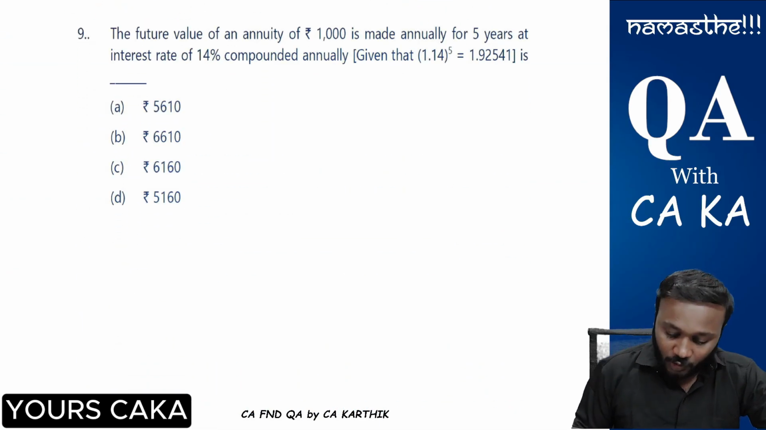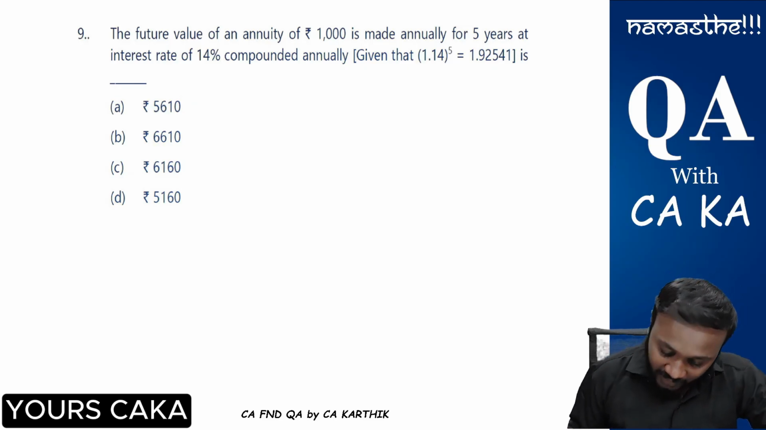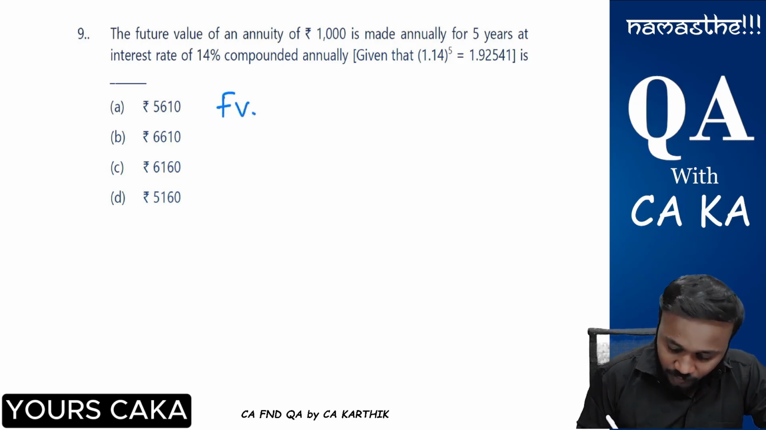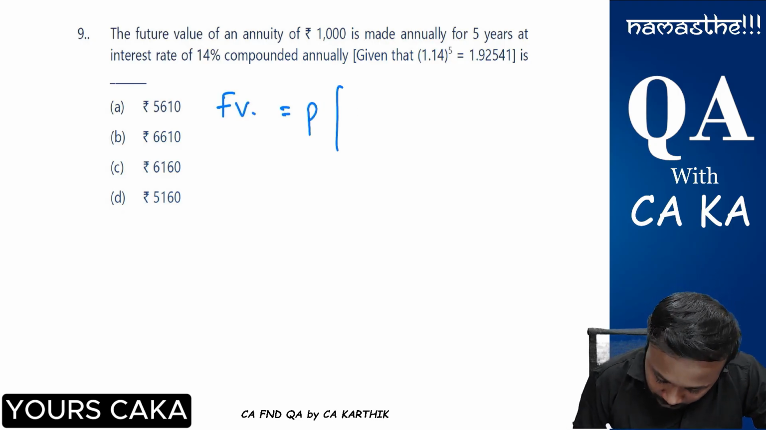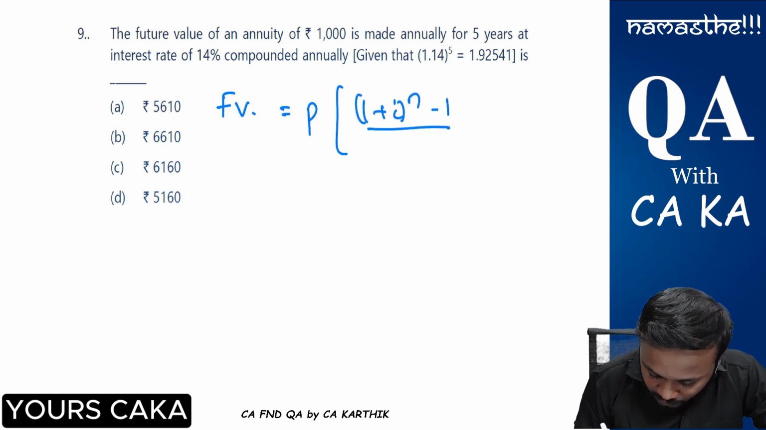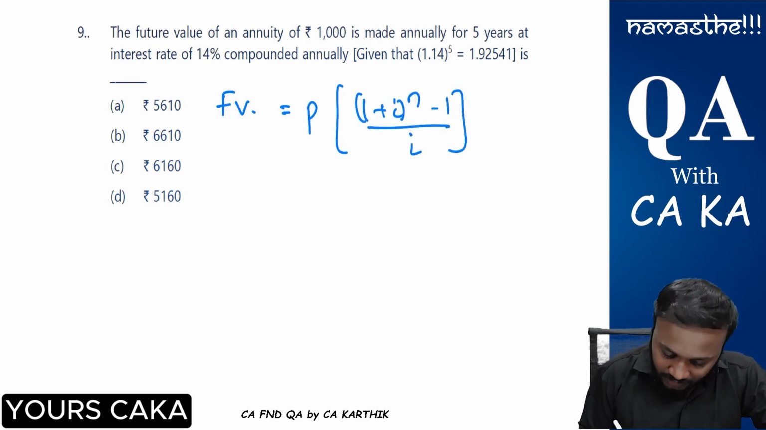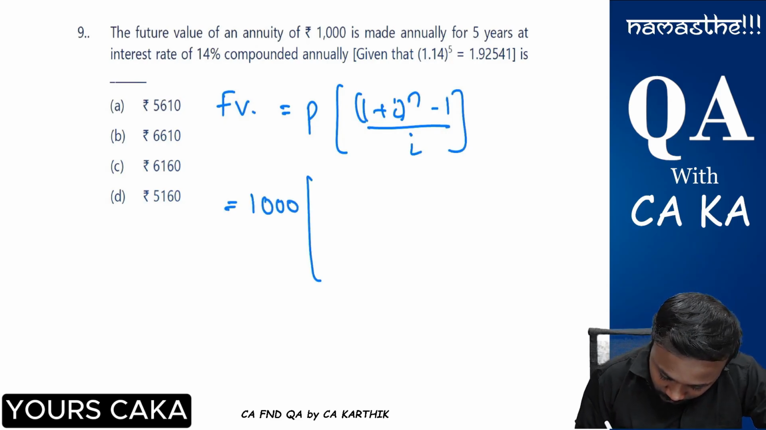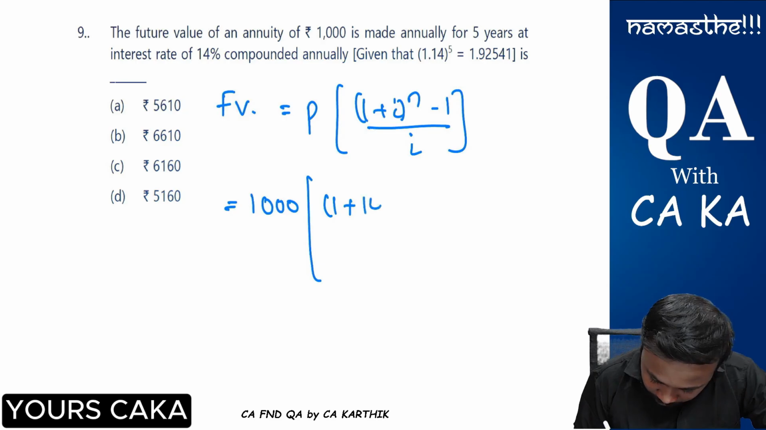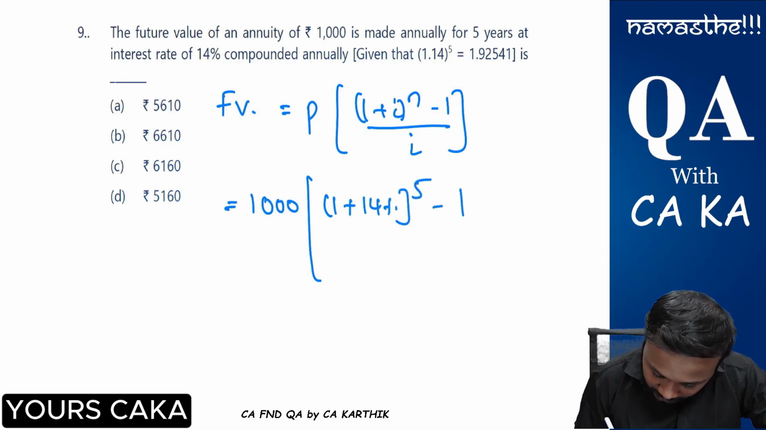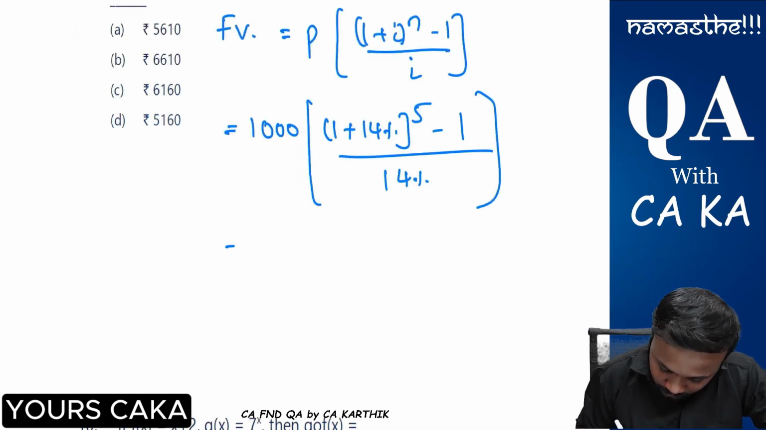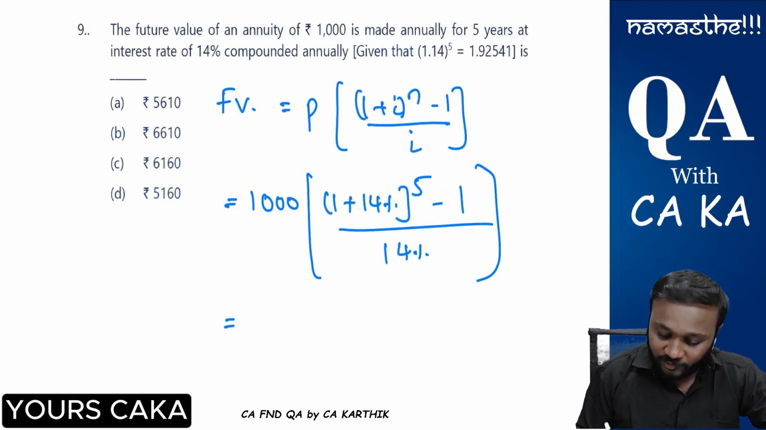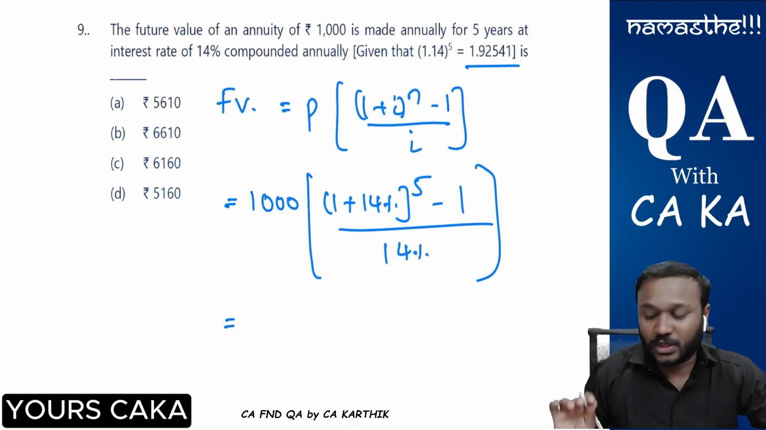The future value of an annuity of rupees 1000 is made annually for 5 years at an interest rate of 14% compounded annually. Given that, the future value is equal to amount into, so what is the formula, by the way? Let's write the formula first. Future value is equal to P into ((1 plus i) whole power n minus 1) by i. Now let's just substitute and you can get the answer. P is nothing but 1000, 1 plus, what is your i? 14%. Number of years is 5, minus 1, by 14%. So now 1.14 whole to the power of 5, they gave you the value of this.